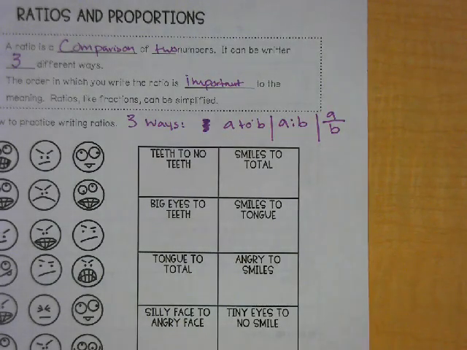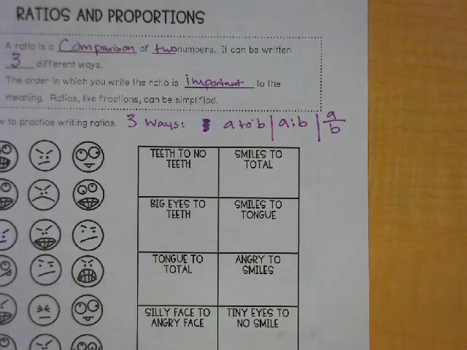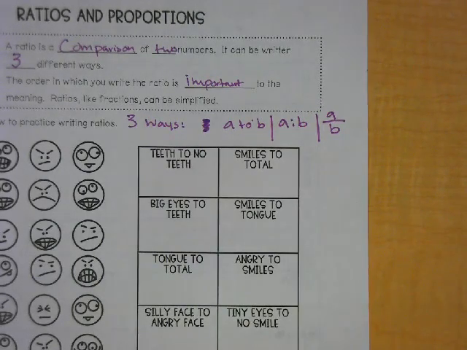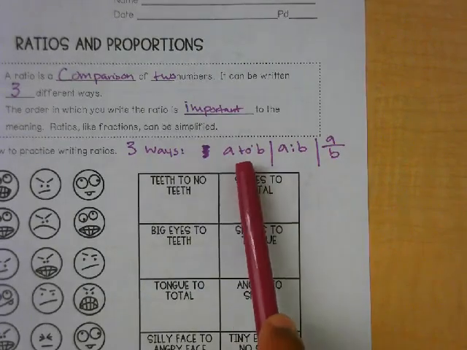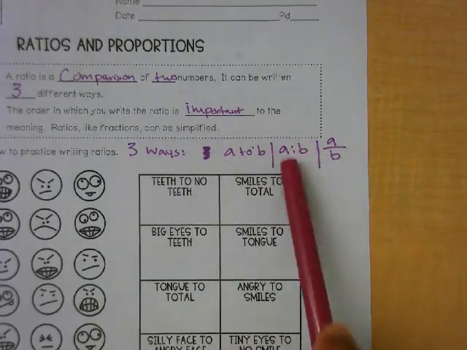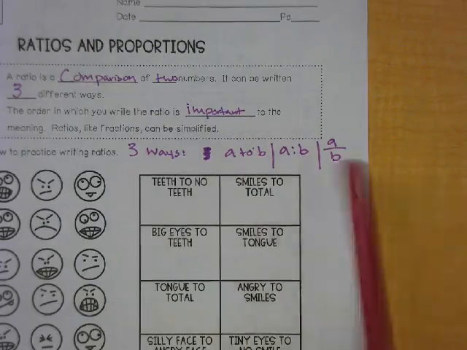What are the letters A and B? Yes, variables. A and B are just variables, letters that take the place of a number. So again, it's a comparison between two numbers, and we write it three ways: A to B with the word to in the middle, A to B with a colon in the middle, or A over B like a fraction.